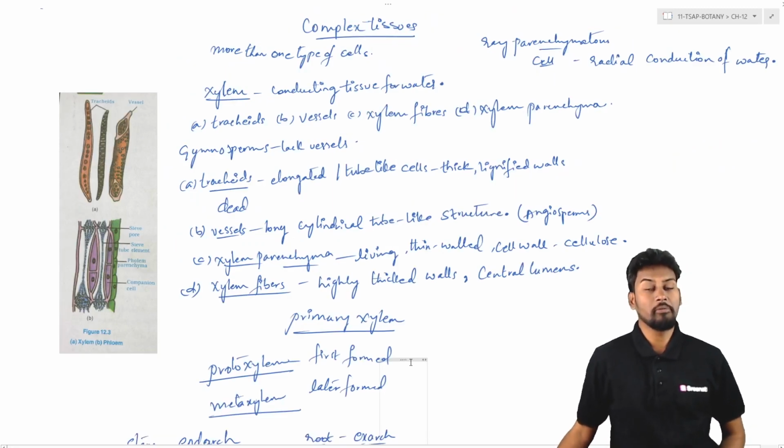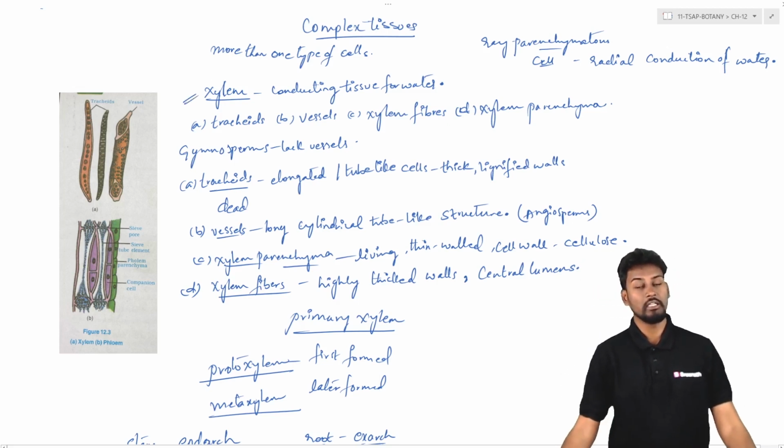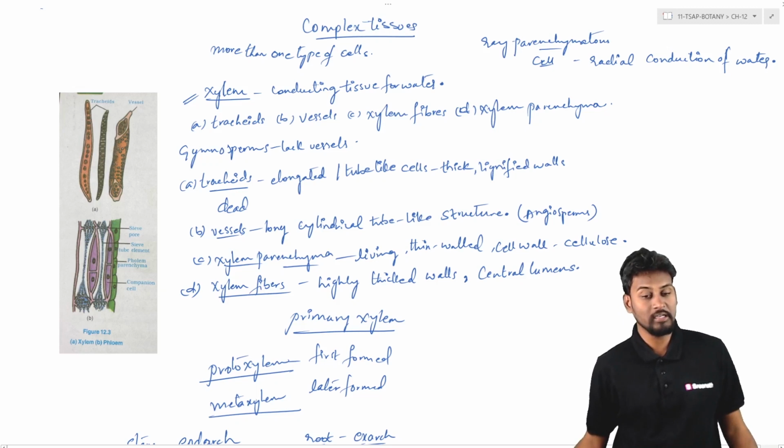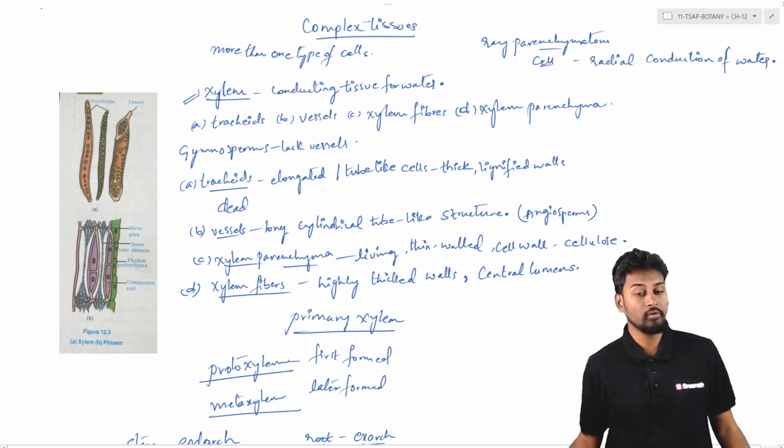So coming to the second type of tissue, that is complex tissue. Complex tissue means it has more than one type of cells. First we will talk about the xylem. The xylem is involved in conducting water to the different parts of the plant. So water conductivity means the water in the soil reaches different parts of the plants because of the xylem itself.